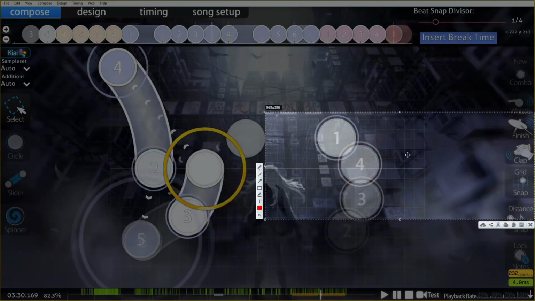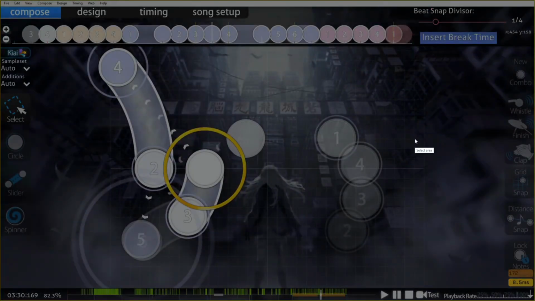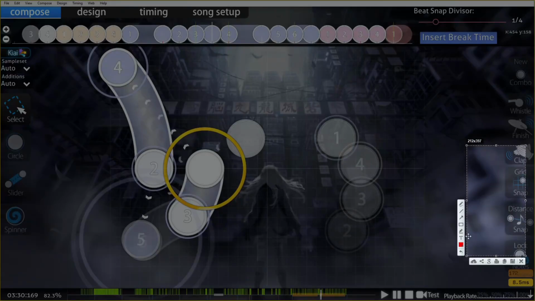Wait a second. We don't need this. What the hell? Wait, I think there was a button which allows me to just draw. I just don't remember what button that is.